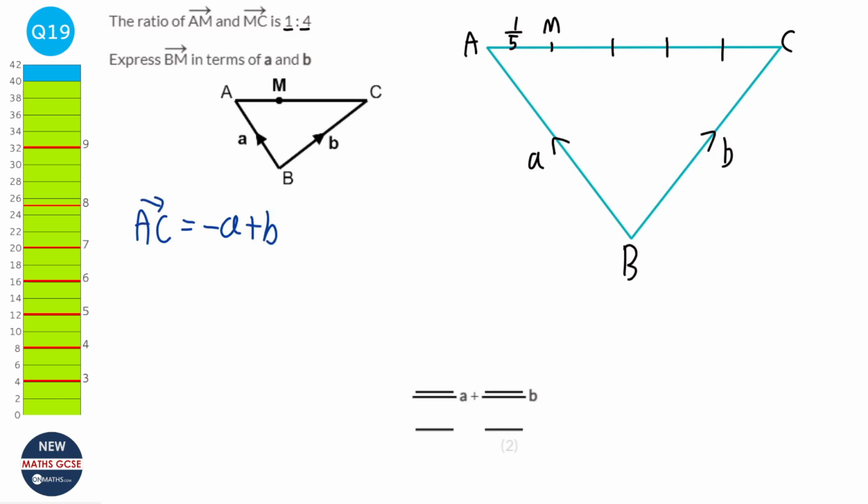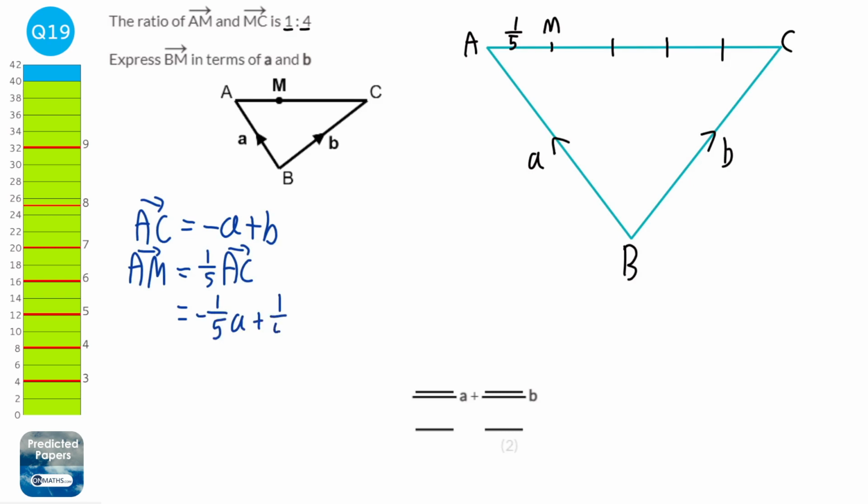So we can find out A to C is going to be going backwards down A, then up B. Now A to M is going to be 1/5 of A to C. Now, if A to C is minus A plus B, that means A to M is going to be minus 1/5 A plus 1/5 B.